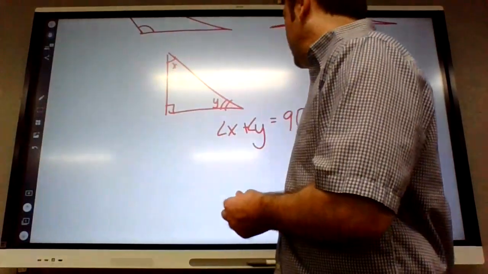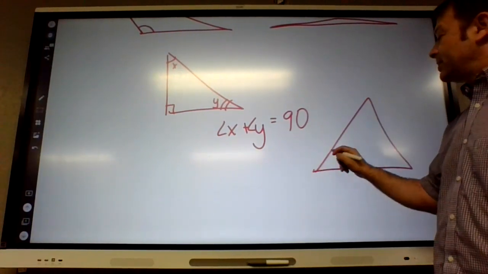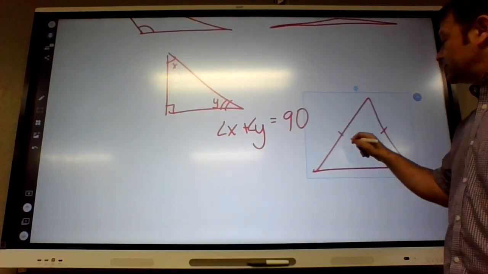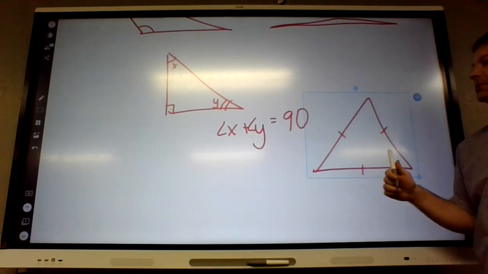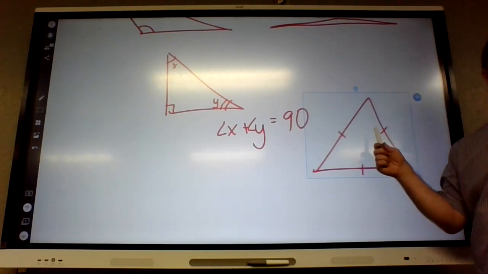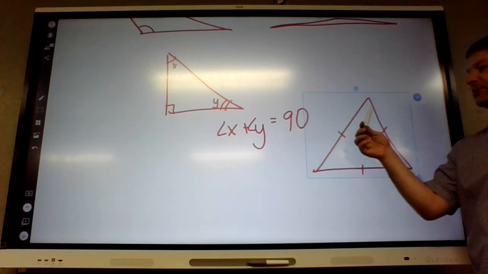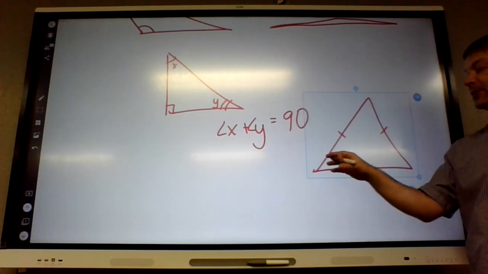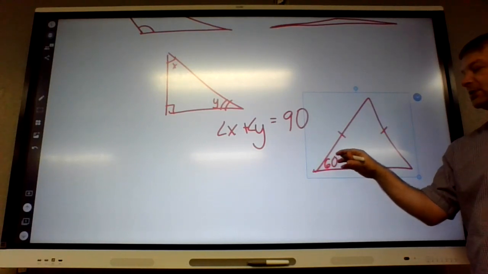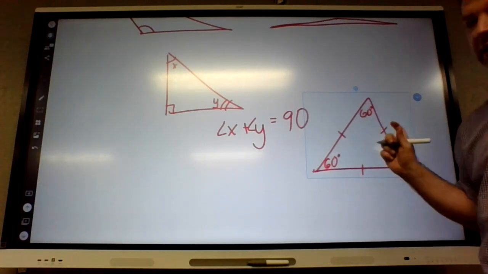In an equilateral triangle, if all the sides are equal, it turns out all the angles are equal. So what would the angles have to be in an equilateral? In an equilateral triangle, all the sides have to be the same, but all the angles will also be the same. So they'd all have to be 180 divided by 3, 60. No matter what. Well, yeah, if it's equilateral only.